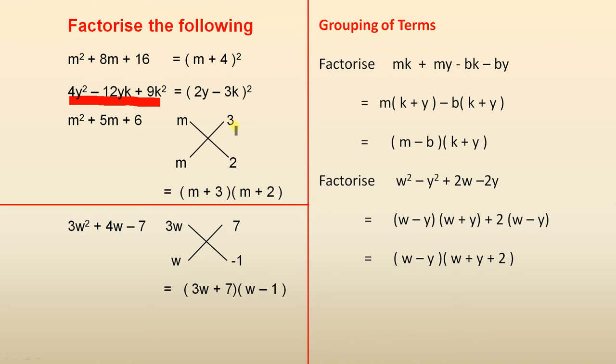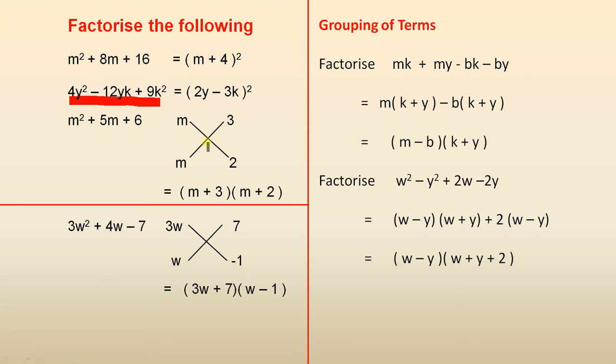If we remember the trinomials, m squared plus 5m plus 6, if you remember from an earlier video, if you saw it, I taught you the crisscross method, a very simple way. M times M gives you M squared. 3 times 2 is 6. Now we have to check whether the 3 and the 2 are correct.